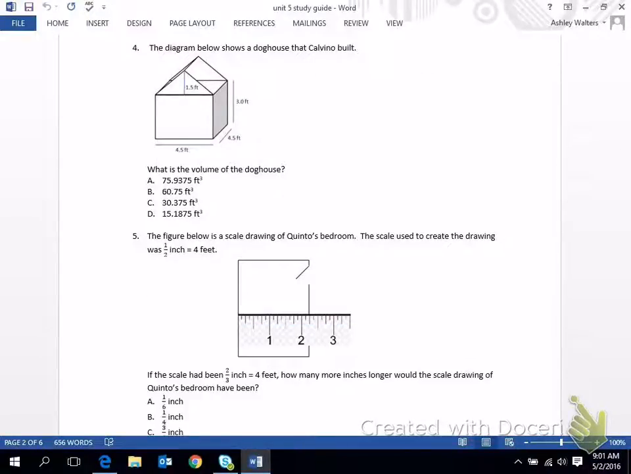Number 4 states the diagram below shows a doghouse that Calvino built. We want to know what is the volume of the doghouse. We know anytime that we are finding volume, we can use the formula that volume is the area of the base times the height. And we're looking at a pentagonal prism, which means that the base is going to be a pentagon.